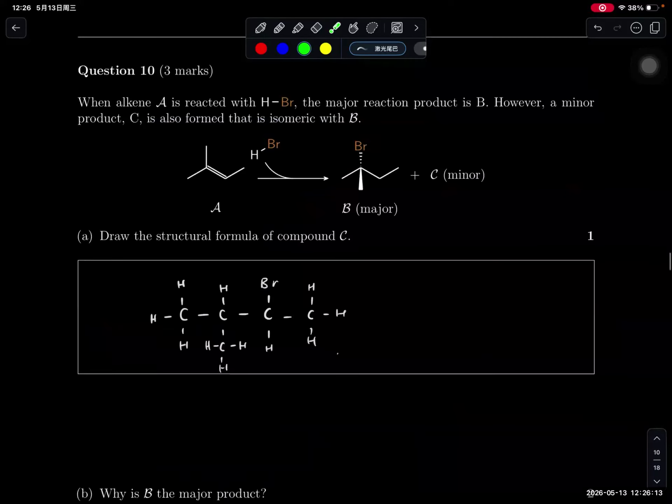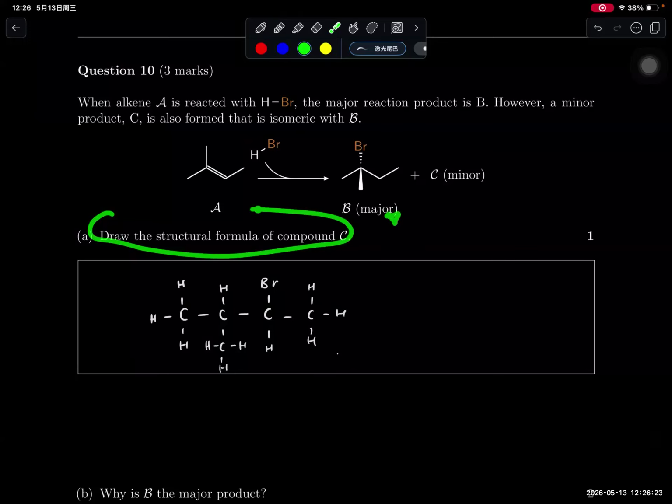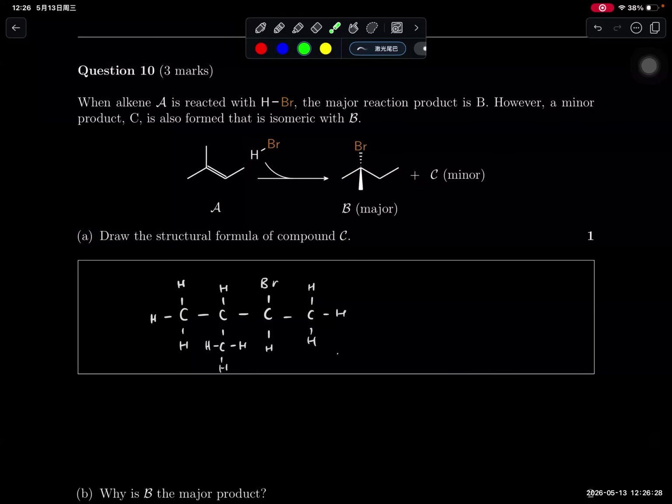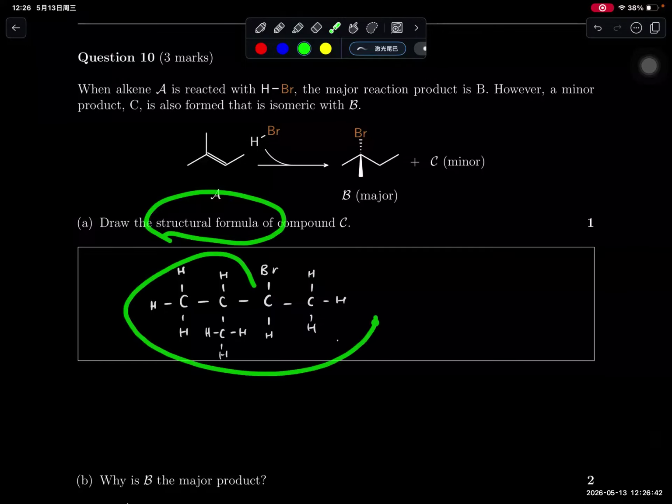Okay. So coming next, question 10. We've got some alkene, which is labeled as A, and react with hydrogen bromide and form B. Okay. So draw the structural formula for compound B. So compound B would be the isomer that also forms, right? So that's not the major product. It will be the minor product, where this Br is attached to a different carbon. So it's asking for the structural formula. We have to do this, right?